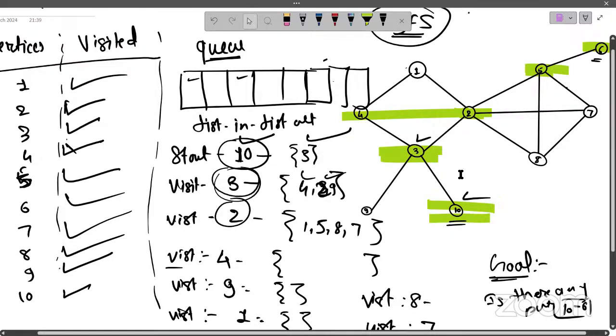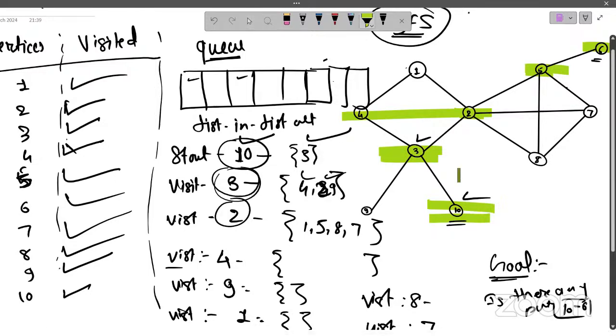Ma'am, so the final will be 10, 3, 2, like that, from which we started and visited. Sorry, what's your question? What's the outcome of BFS? BFS's outcome is that all vertices are visited, so that means it is possible to move from any vertex to any vertex. That's the main goal of BFS.